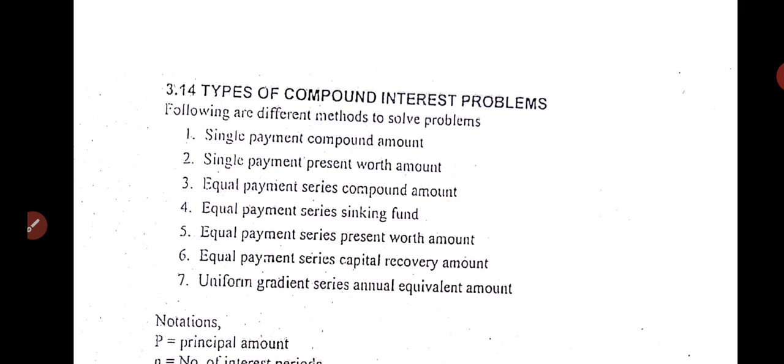Now instead of single payment, I am making installments, like every month you give or every year you pay the installment. So the next two are on equal installment. Same thing, either I know the present sum what I am investing, or I know the final money what I want. Either of these two. The third is equal payment series compound amount.